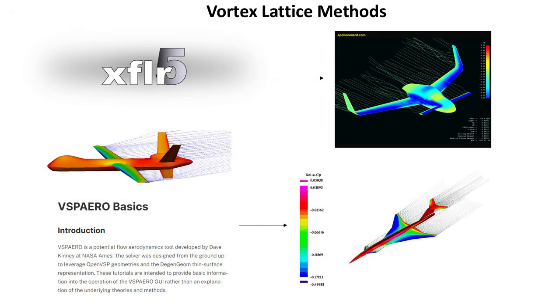A VLM is not a semi-empirical model because the traditional VLM relies entirely on theoretical calculations without incorporating empirical data to correct or adjust for real-world aerodynamic phenomena. So these results are only accurate within the limitations of the assumptions.